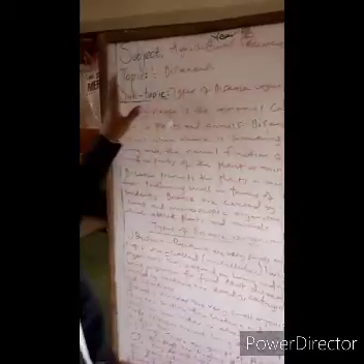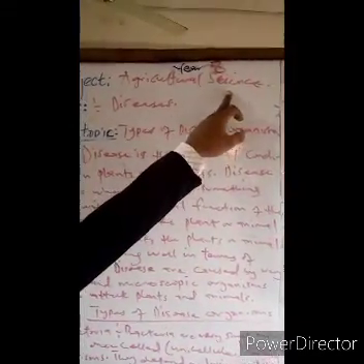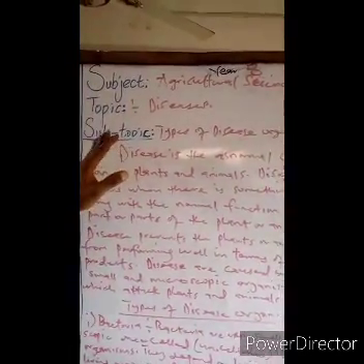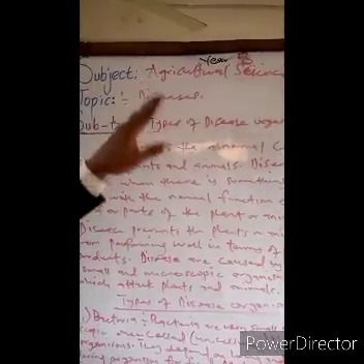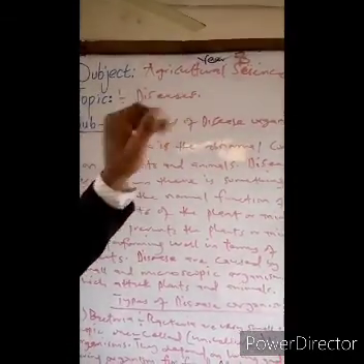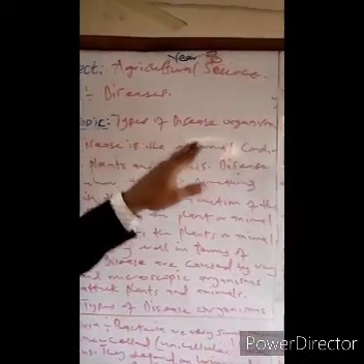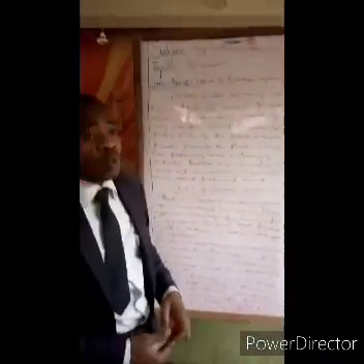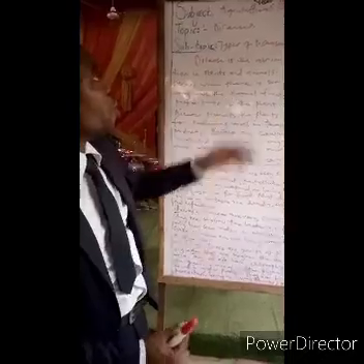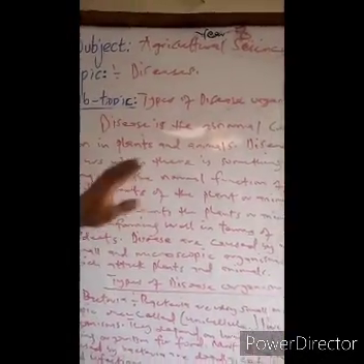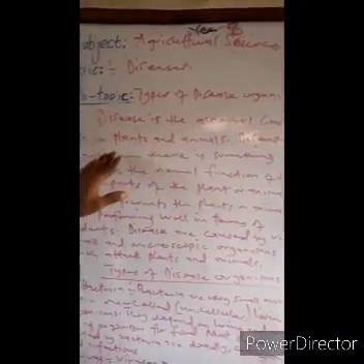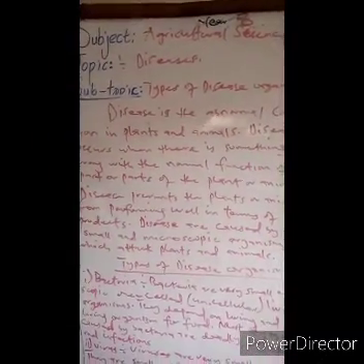Today, we are going to be looking at our subject, agricultural science. The topic we are going to consider under this subject is diseases. Under the subtopic, we're having types of disease organism. But before I proceed, let me quickly give you the definition of disease. What is disease? Disease is the abnormal condition in plant and animal.